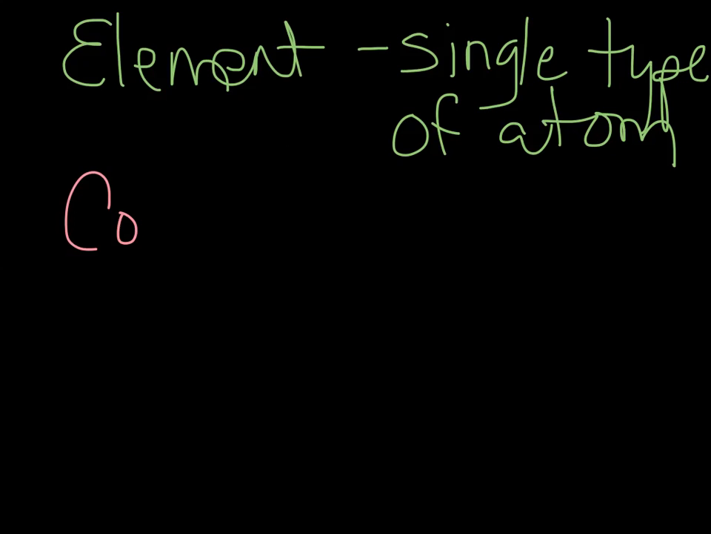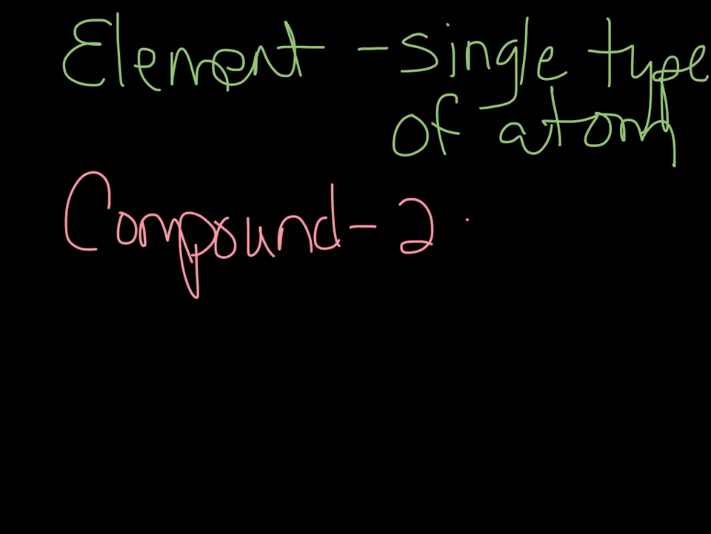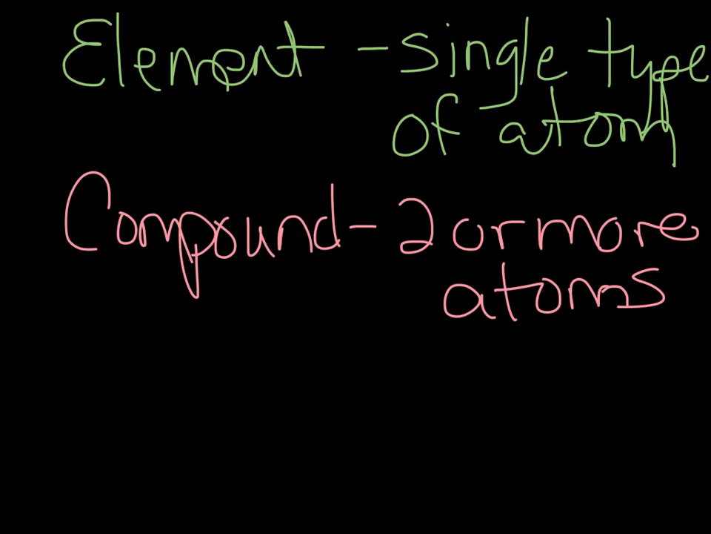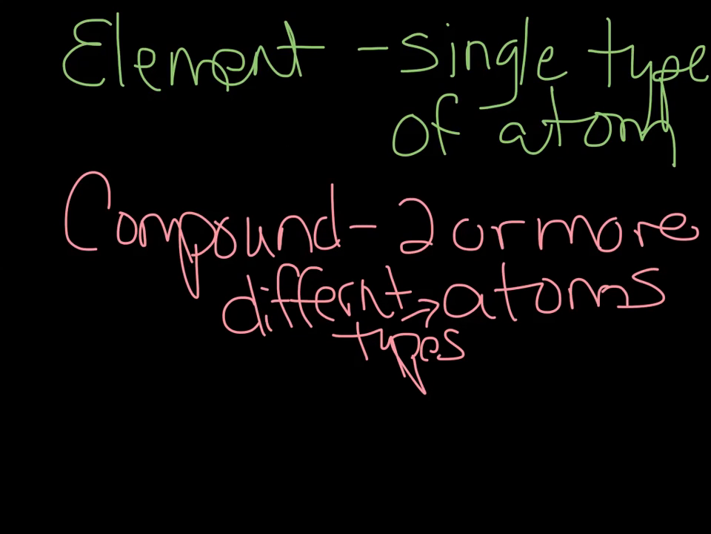Now, the next one is a compound. And a compound is a substance that is made up of two or more different types of atoms that are bonded together, right? They have to have that bond, so it's two or more different types of atoms. And so they make a large variety of substances because they are combining different items, such as water and carbon dioxide. So they're bonded together. Table salt is another example of it.